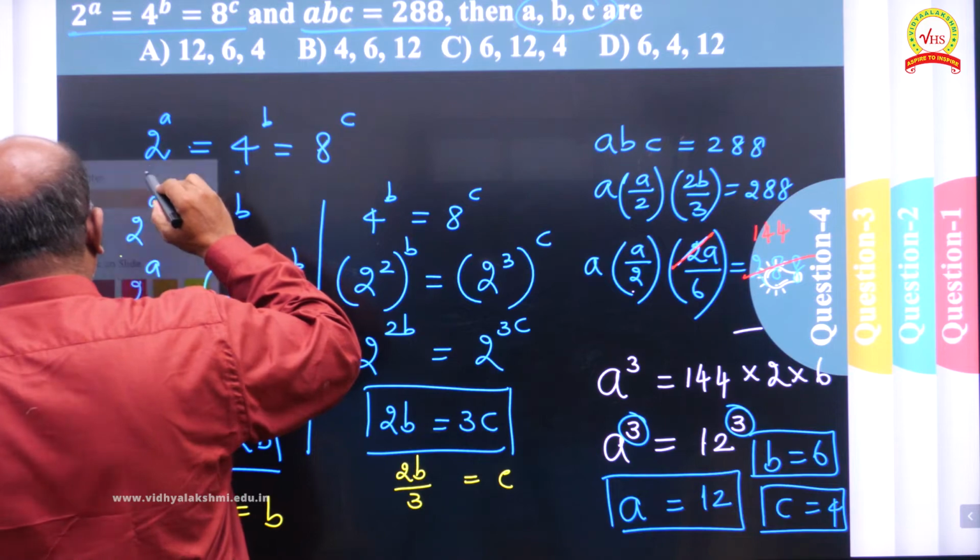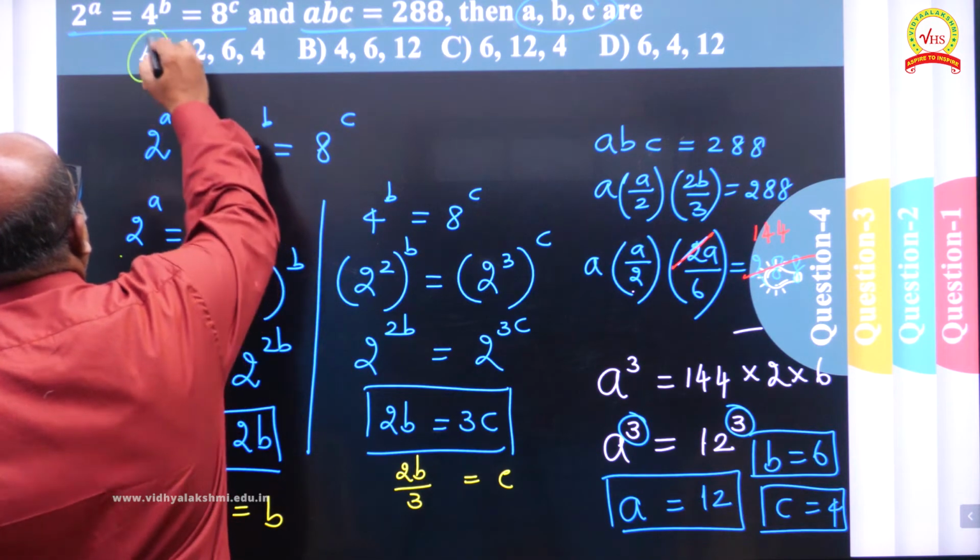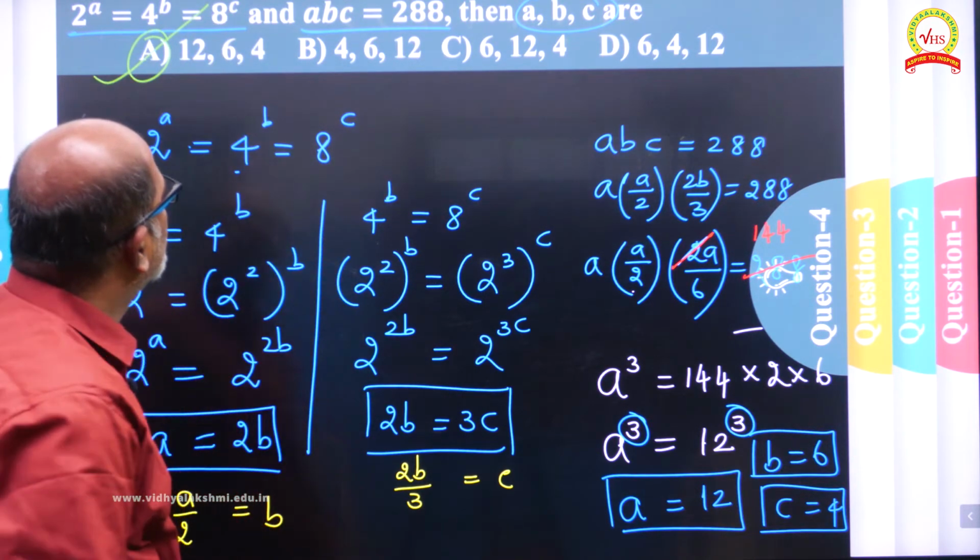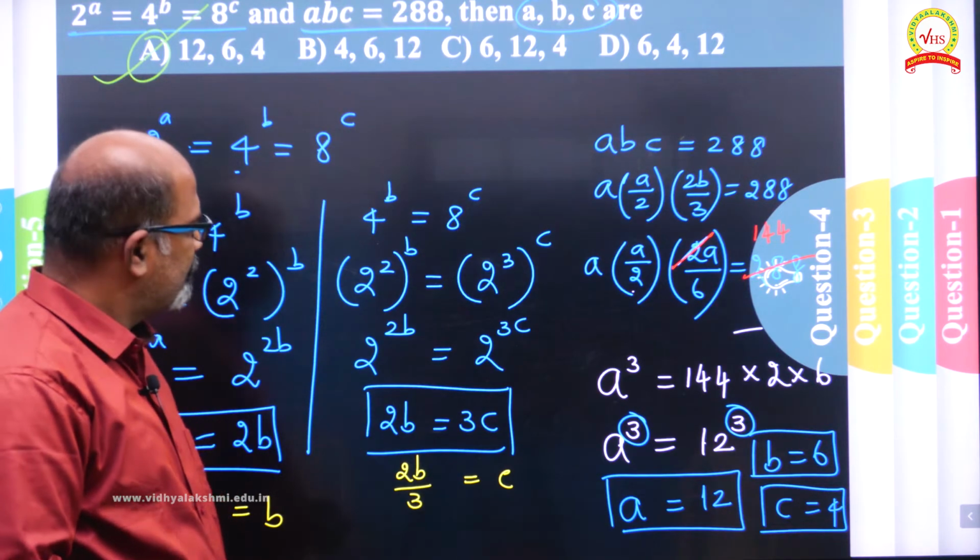Yes, 12, 6 and 4, it is there in option A. Option A is the correct answer.